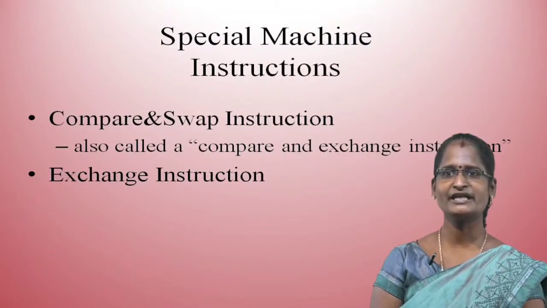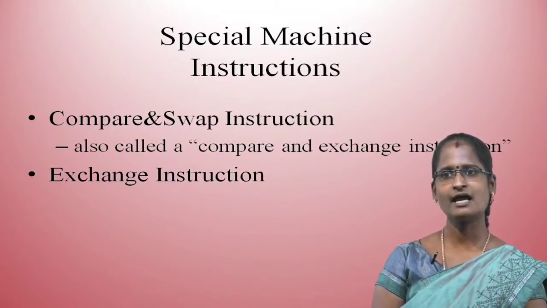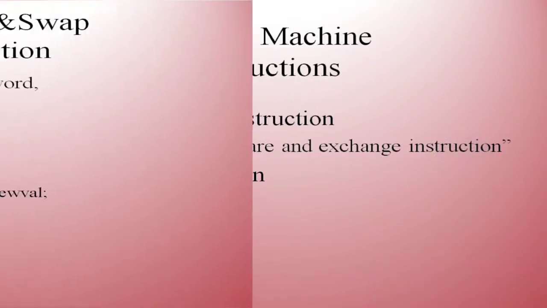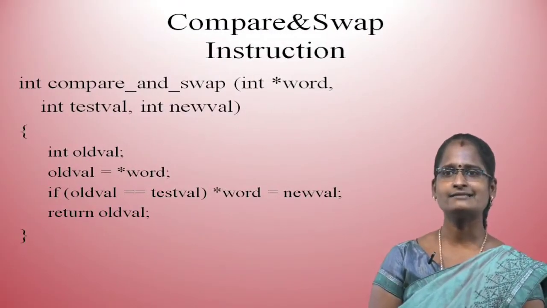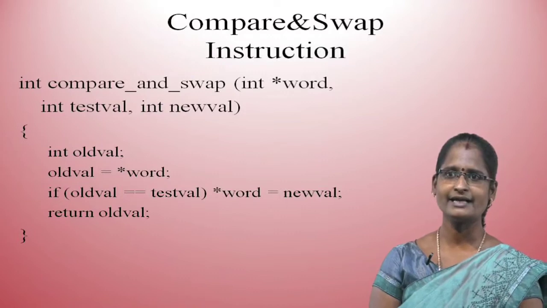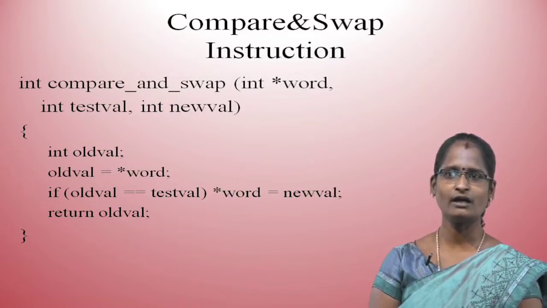The special machine instructions are the compare and swap instruction. It is also called a compare and exchange instruction. Then this is the example of the compare and swap instruction. Integer compare and swap, integer asterisk var, integer test value, integer new value, opening brace, then integer old value equal to asterisk var. If old value equal to test value, asterisk var equal to new value, return old value.